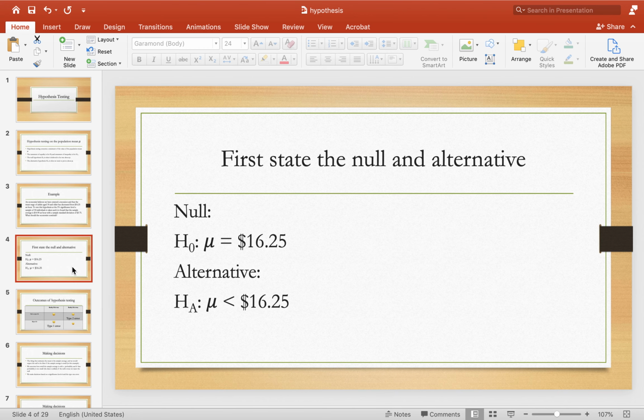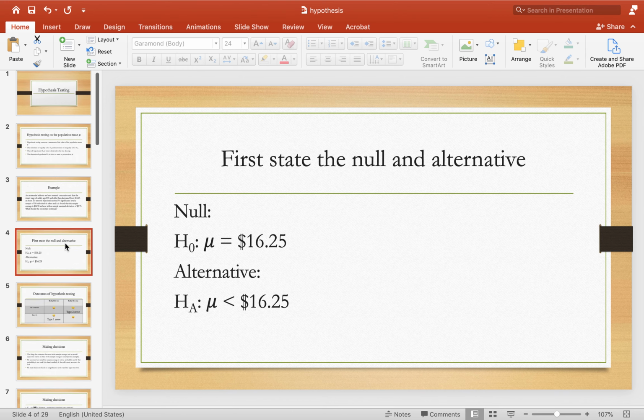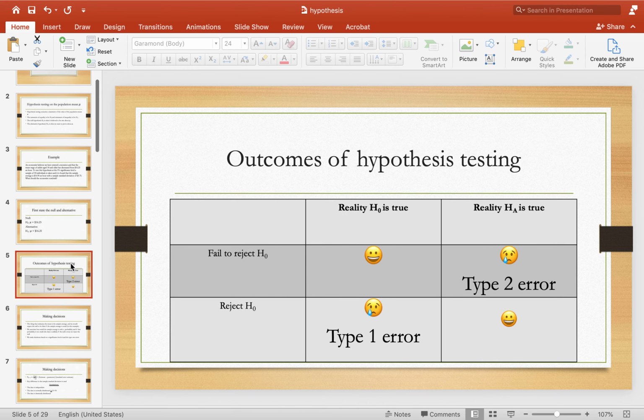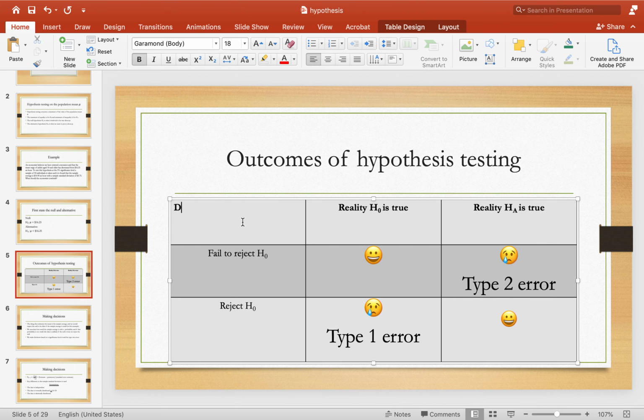Okay, so let's first break this down. So I said our null is a statement of equality, $16.25. The alternative is what the economist believes, what they want to prove, that it's less than $16.25. Okay, and we're faced with a decision, and there's a certain reality about this. So here are some outcomes of hypothesis testing. So this is going to be your decision.